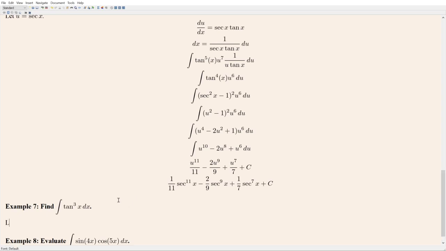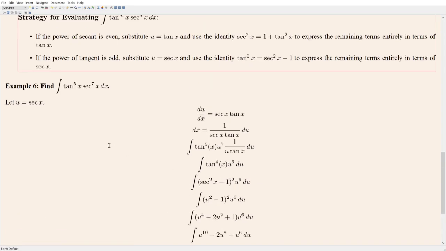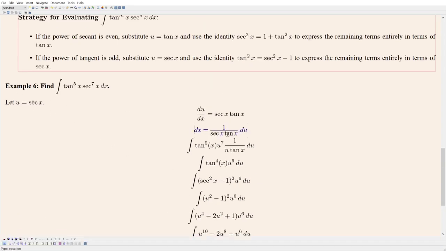Okay. So let u equal secant. So I will spare you the details. So as before, we get dx is equal to all of that.